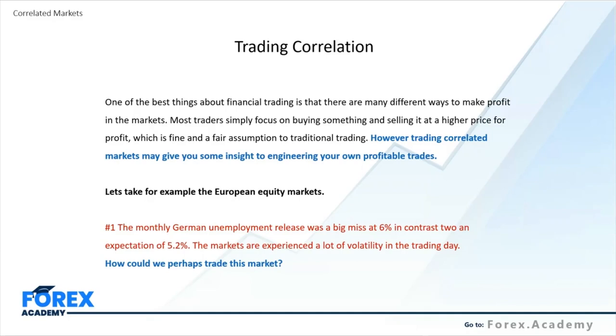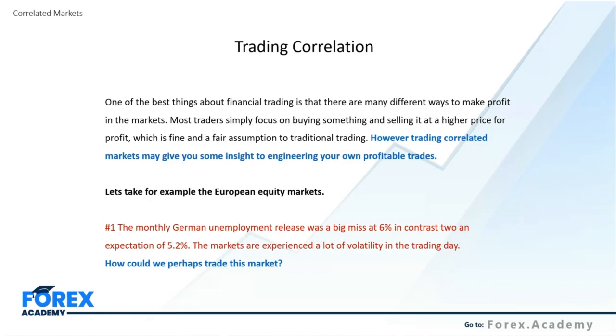Let's take another example here. We'll look at the European equity markets. And here we have one example. Number one, the monthly German unemployment release was a big miss at 6% in contrast to an expectation of 5.2%. Generally we're seeing these unemployment figures start to be much better, more supportive for the economies. But let's say we have a big miss here. The expectation is 5.2, and the figure comes out at 6%. The markets are experiencing a lot of volatility in the trading day.